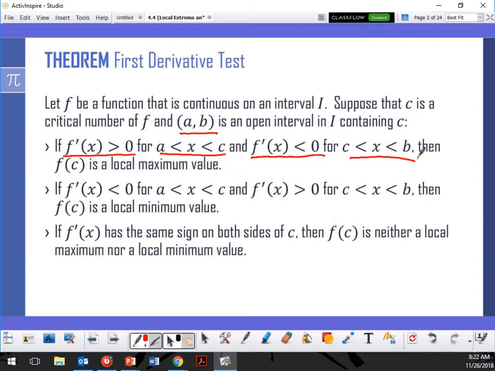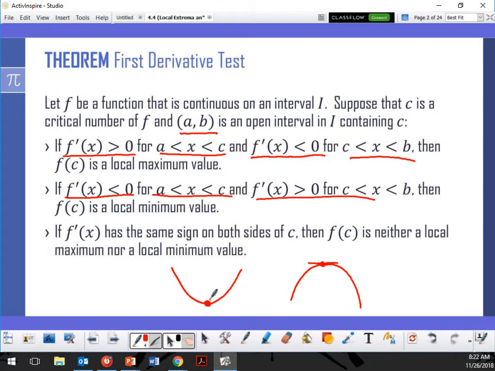Just think about your slopes. If the slopes are going up, then all of a sudden at some point it goes down, that's going to be a maximum. If the slope keeps going up to a 0, then after that 0 it goes down, that's a maximum. What about the next one? If it goes from a negative slope in that interval to a positive slope, it's changing, and that's going to be a minimum.